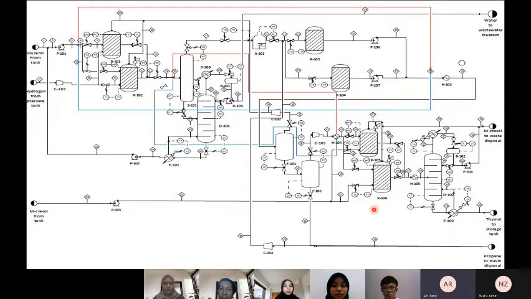So this is the P&ID after heat integration, where all the controllers are set up at the crucial parts.